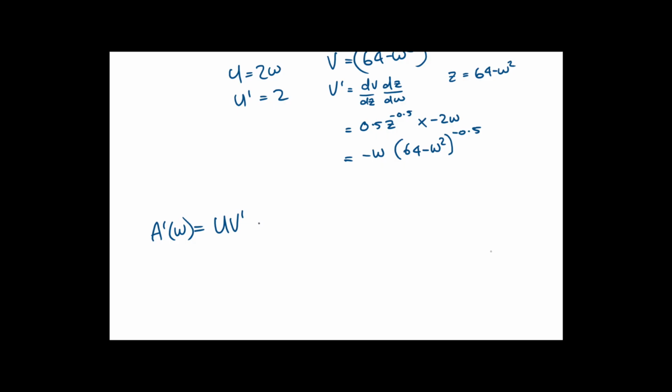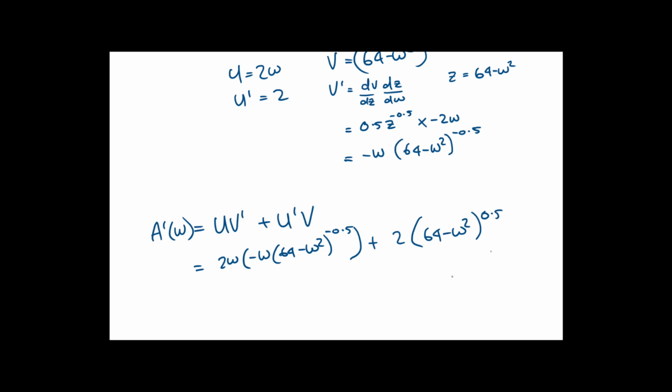So UV prime plus U prime V. That's going to be 2W times negative W (64 minus W squared) to the power of negative 0.5. And I can see a sort of shortcut we could have taken there, but I'm just going to leave it for now. Plus 2 times V, and V is (64 minus W squared) to the power of 0.5. And that's going to be equal to 0 when we optimize it.